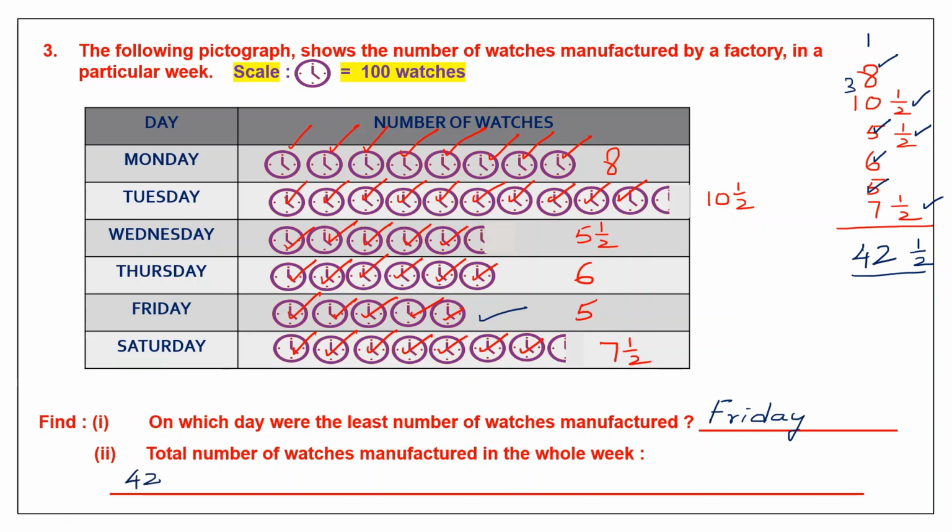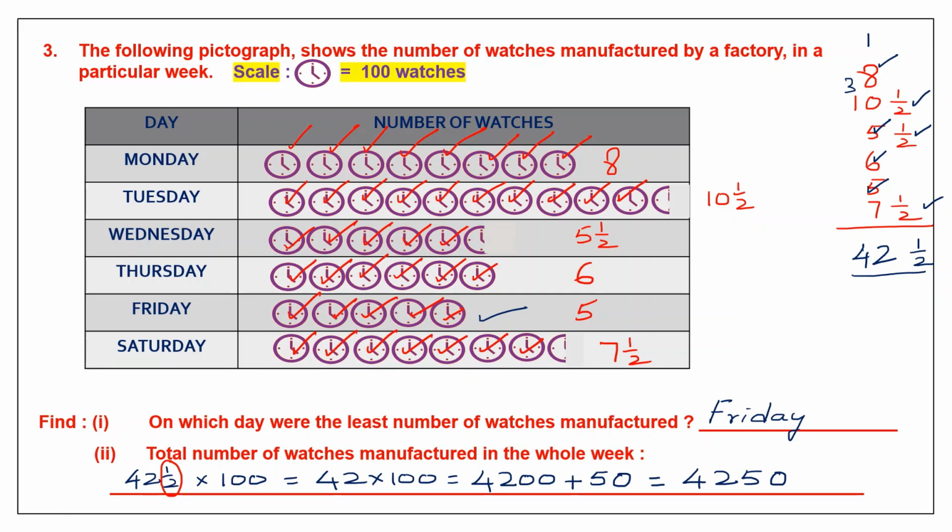So 42 and a half into 100, because each watch stands for 100 watches. Now first let's multiply 42 into 100. So when you multiply only 42 into 100, you write 42 into 1 is 42 and add the 2 zeros. Now we have half also here, isn't it? We have 42 and a half. So half a symbol is equal to half of 100, which is 50. So 4200 plus 50 will give us 4250. So this is the total number of watches manufactured in the whole week.